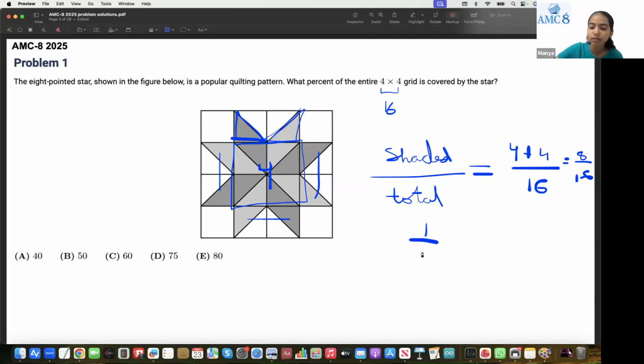But we need to convert this fraction into a percentage. To do this, we just need to multiply by 100. So if we convert this fraction into a percentage, we get 50%. And that's how we got our answer choice B.